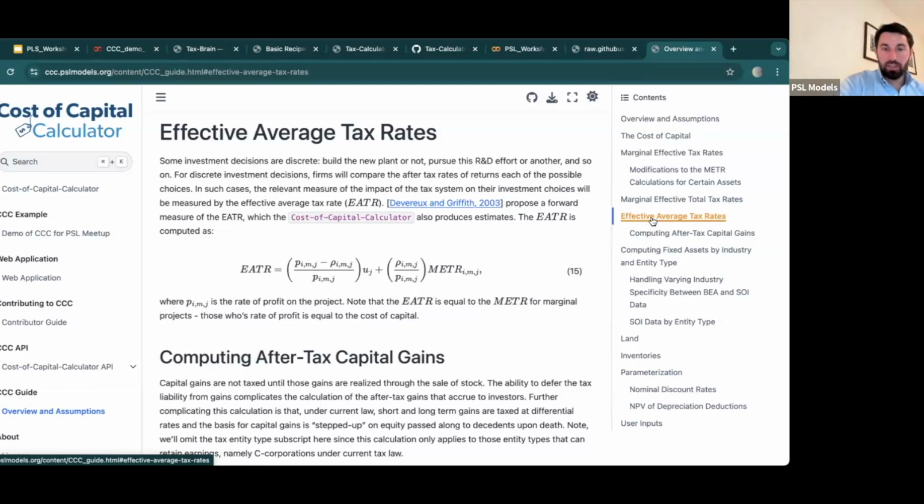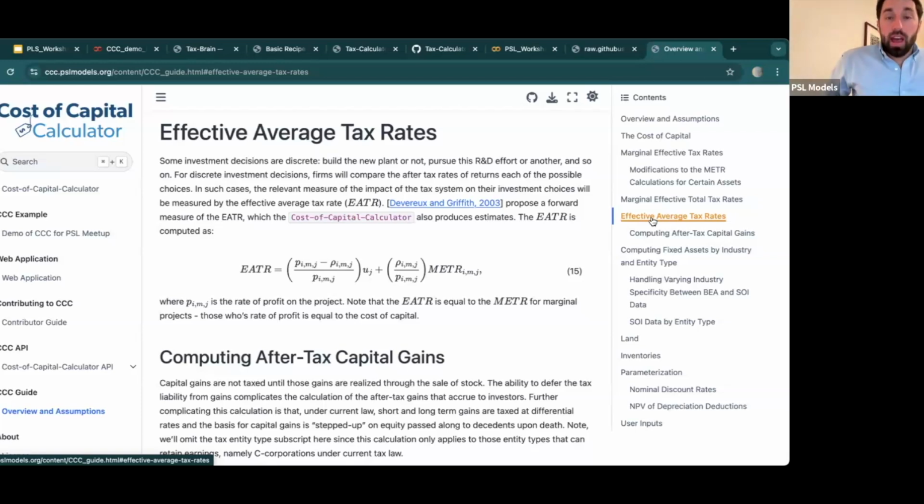This documentation details the academic sources from which these measures are derived and so on. But where I'm going to focus my time today is on how we interact with the cost of capital calculator, assuming we know what we want to measure out of it, marginal or average tax rates, for instance. How do we interact with that model? How do we tell the model to analyze different policy than the current law baseline and so forth?